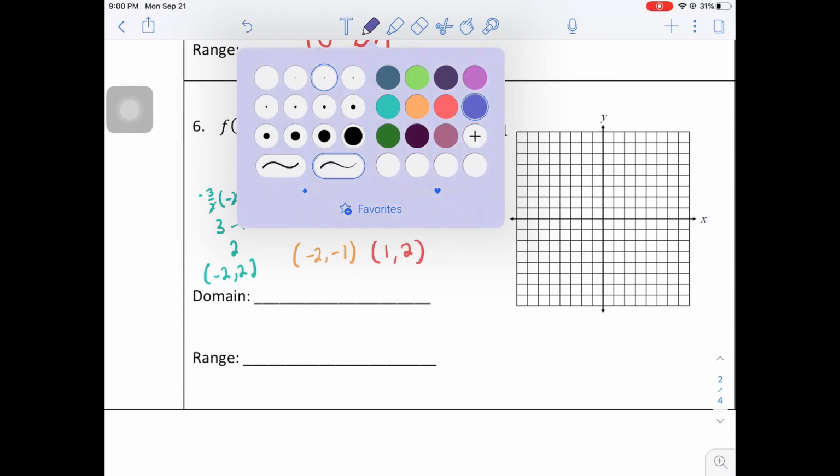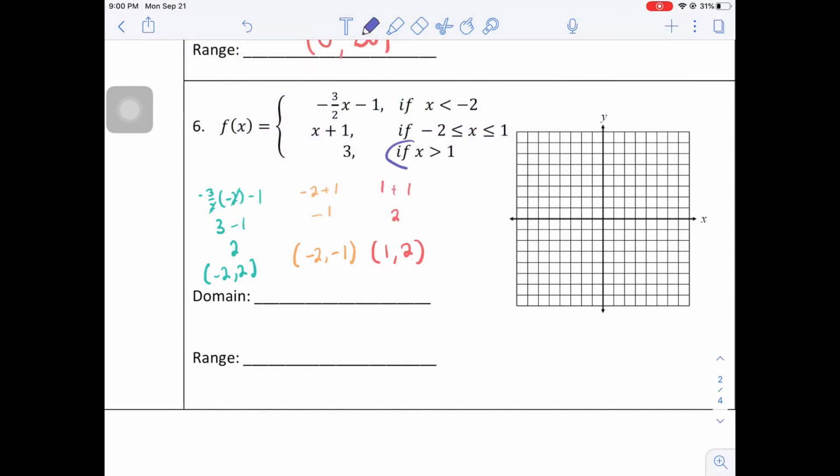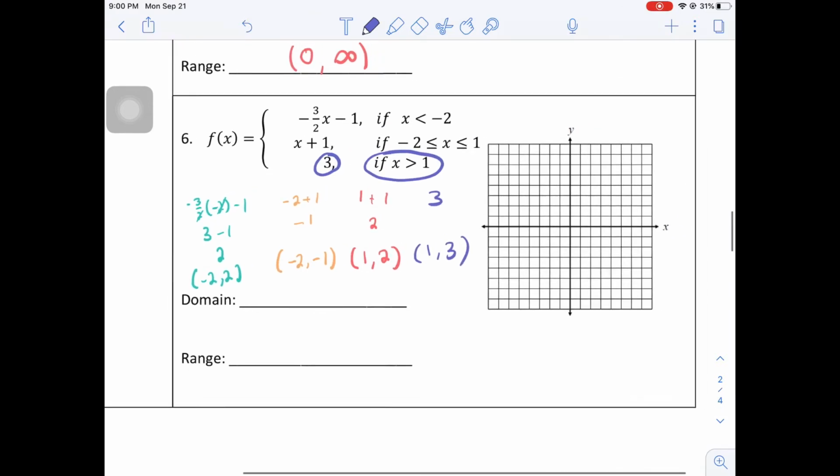And then if we continue on, the last point that we're looking at is for when x is greater than 1. We get the value 3, right? So then that's just 3. So then our point here is (1, 3). Now we can plot all those things.